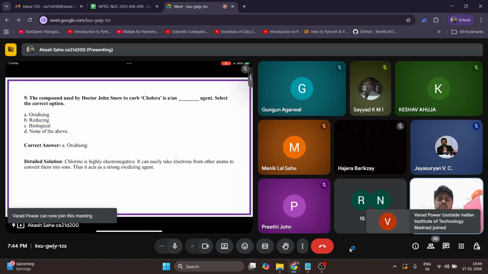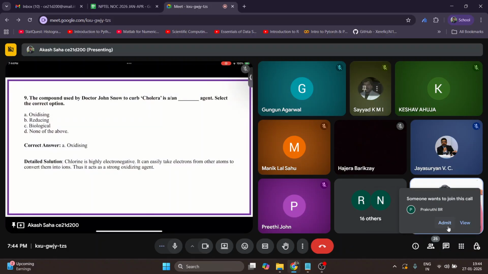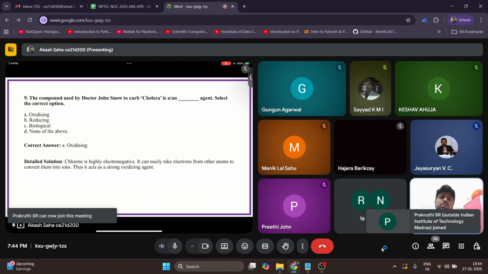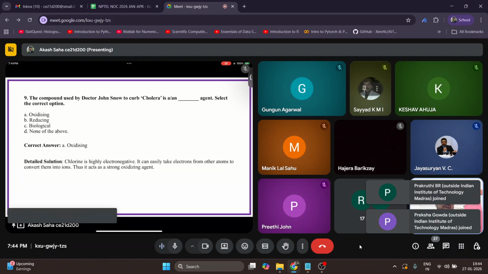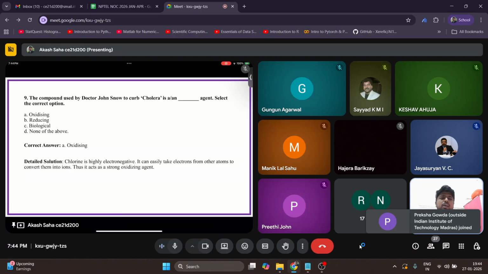So this was the compound that has been used by Dr. John Snow for cholera. How can chlorine be helpful in curbing cholera? Can someone tell me? We have talked about cholera. So how will chlorine be helpful in curbing cholera?